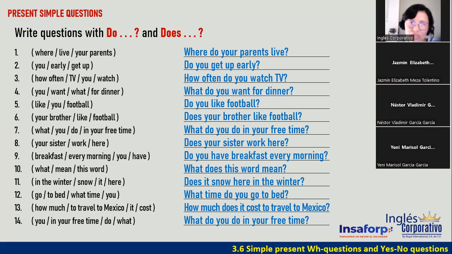Vaya, chicos, entonces me quedo por acá. Nos vemos el día de mañana para continuar con la sección 3. Así que, if you have any questions, si tiene alguna pregunta de los ejercicios de la plataforma o de los temas que están allí, con mucho gusto, podemos ahí revisar juntos, ¿verdad?